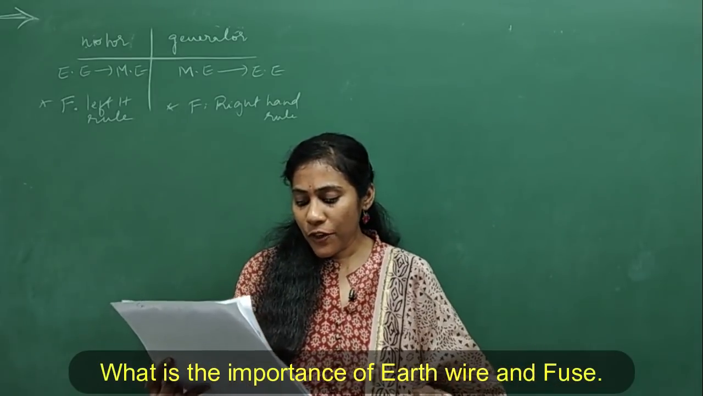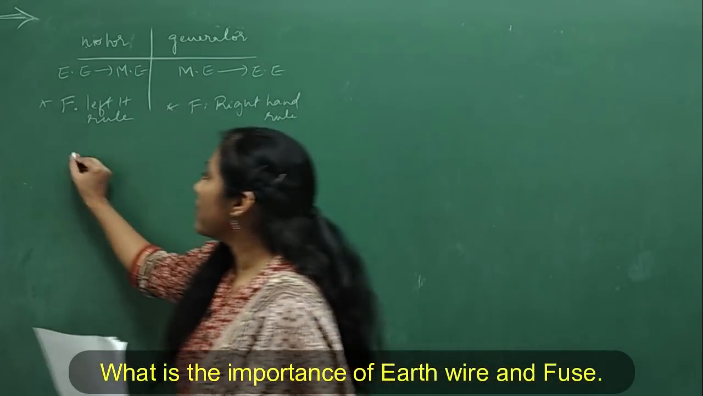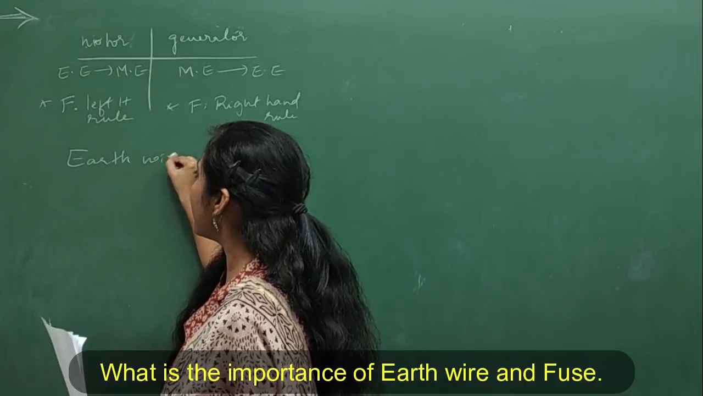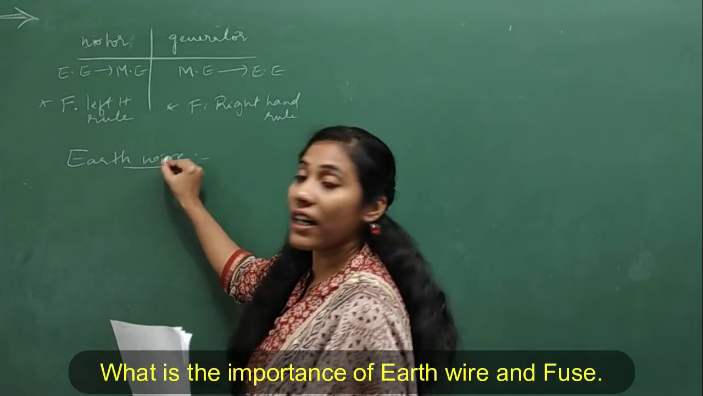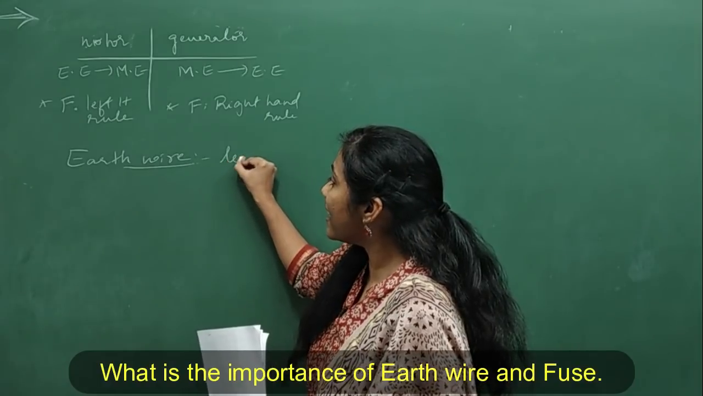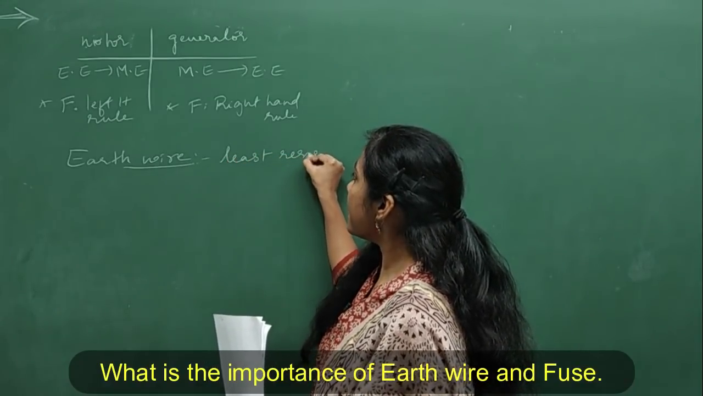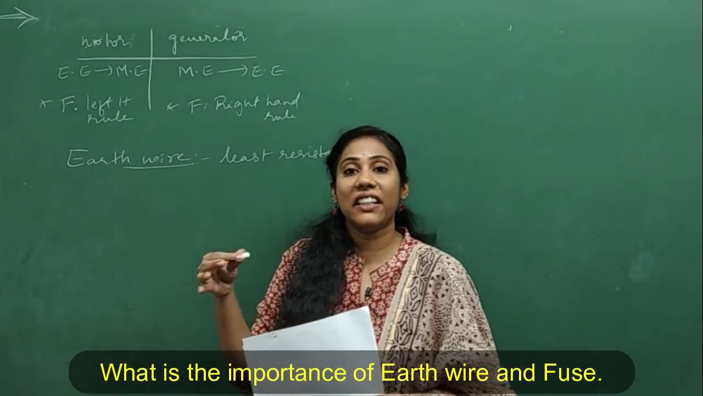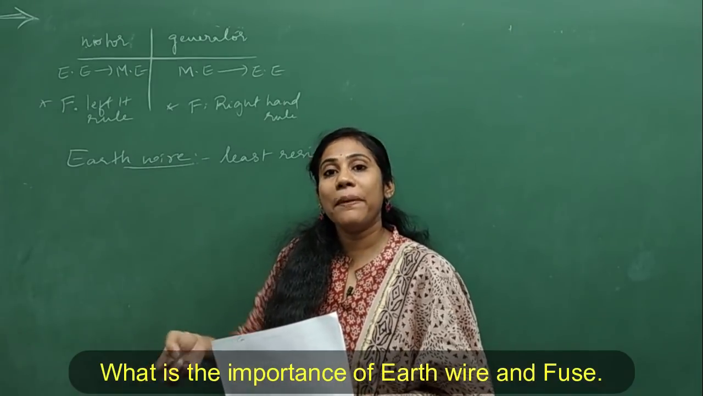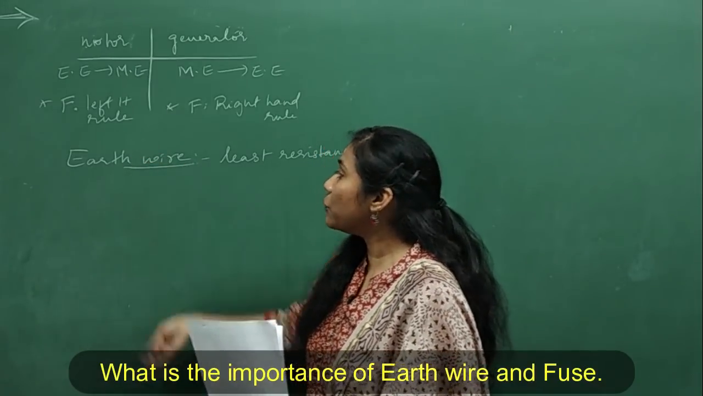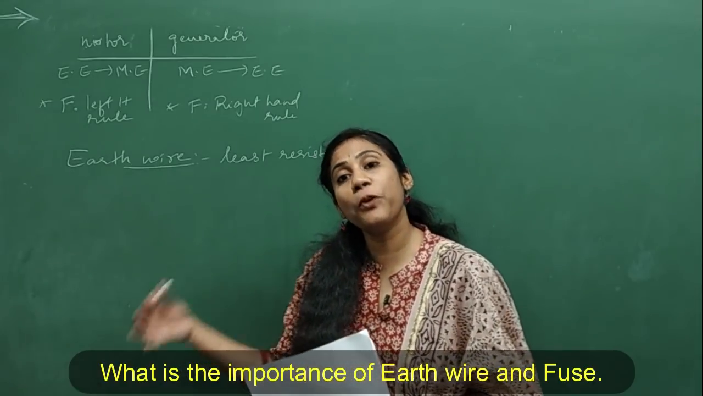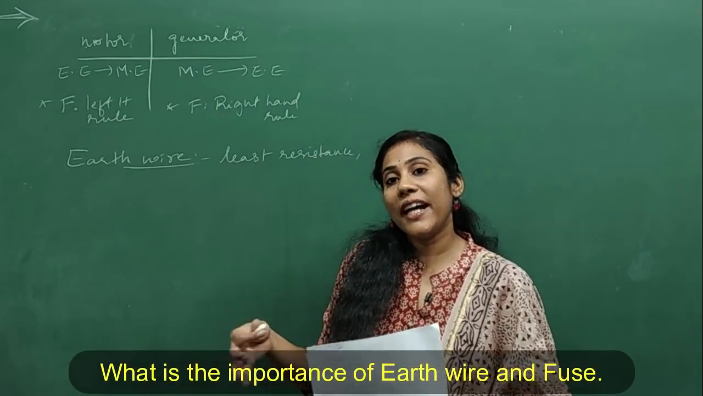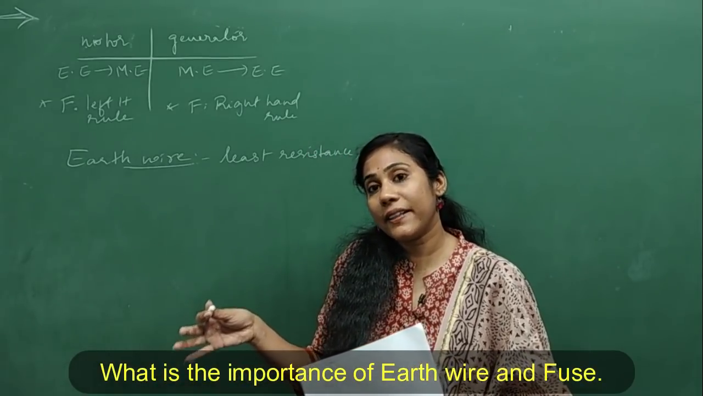What is the importance of earth wire and fuse? Say we will do something called earthing with the help of earth wire, isn't it? So what is that earth wire? Earth wire is the one which has least resistance, so that during leakage of any current on a metallic body, what happens? All that current goes through the earth wire and the current gets disposed in the earth. That process we call earthing, right? So that the user is protected from electric shocks.